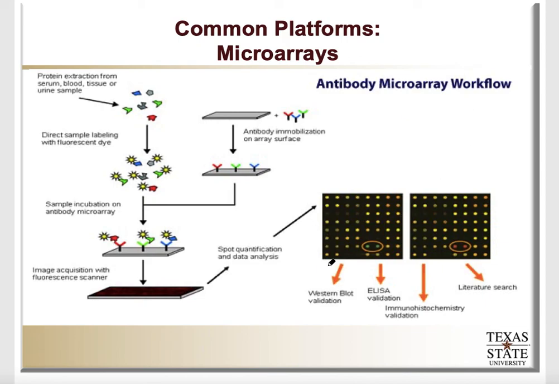And after that, you can then utilize other techniques to validate your assay. For example, Western blots or ELISA assays or immunohistochemistry or even a literature search, just to double check the results that you obtain. But utilizing this, you now have the ability to identify a number of different proteins in a very complex fluid. And so this is a very powerful technique.